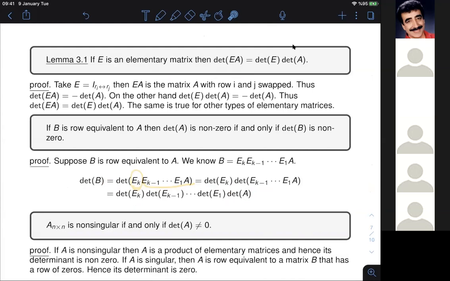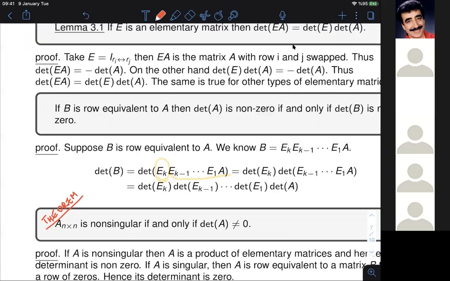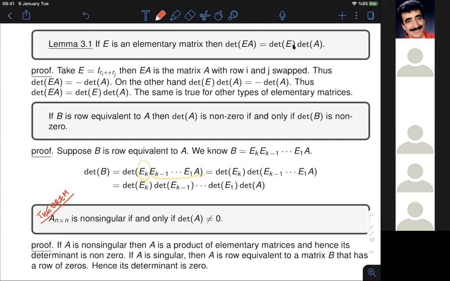Now comes the important thing. The question is, which matrices have an inverse? This is a theorem, by the way. Let me write theorem. This theorem fully characterizes all the matrices which have an inverse. A matrix has an inverse, or it is called non-singular, if and only if its determinant is non-zero.